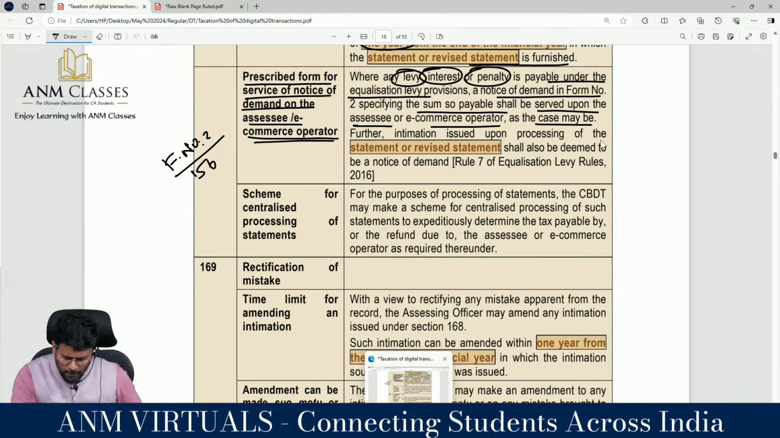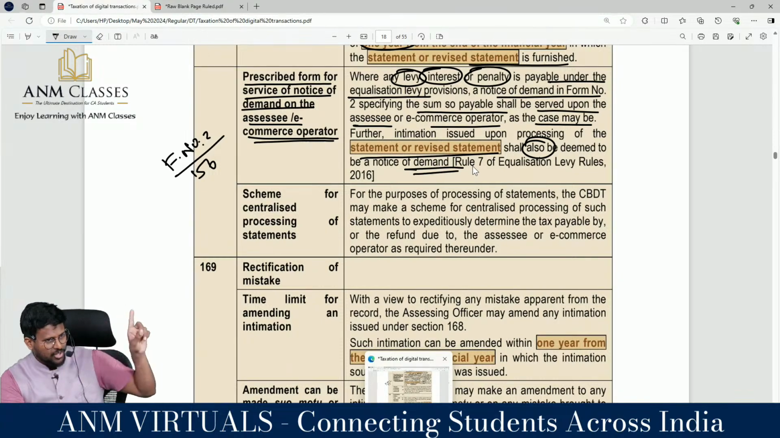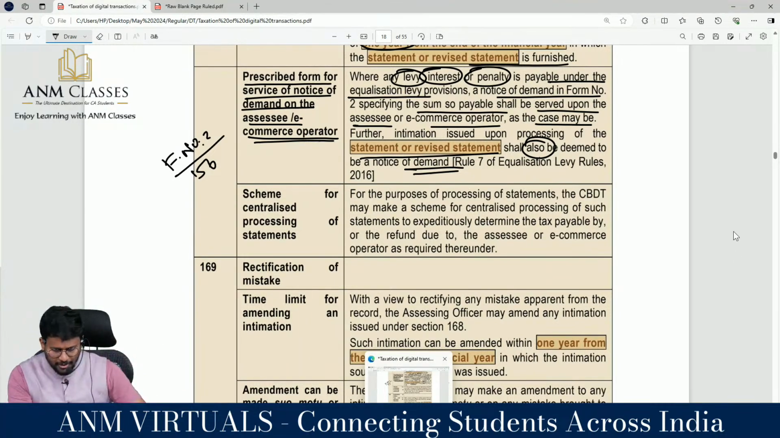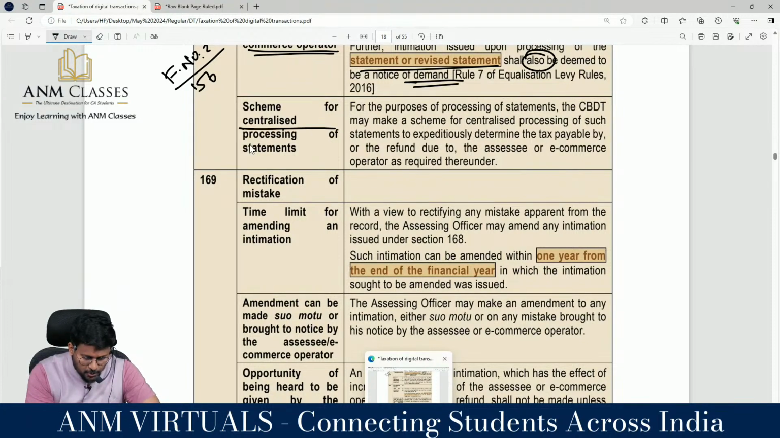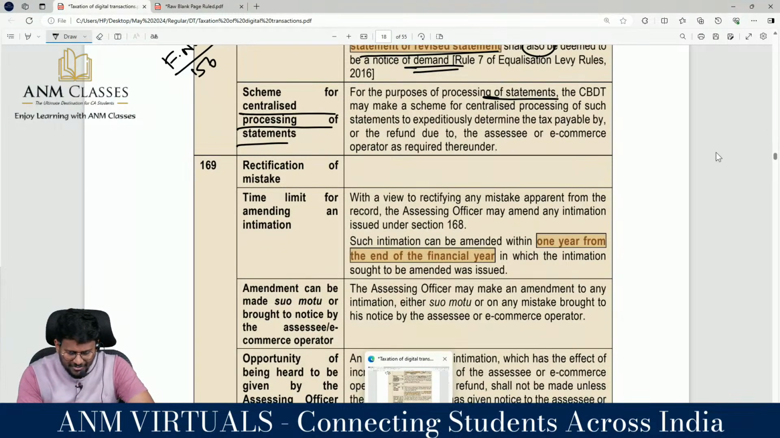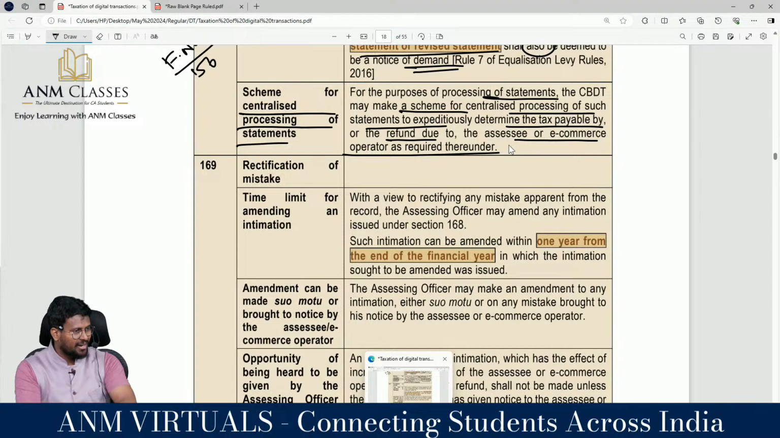Further intimation issued upon processing of statement shall also be deemed to be a notice of demand. உனக்கு இன்டிமேஷன் 5 அட்ஜஸ்ட்மென்ட் பண்ணாங்க இல்லையா? அதுல உனக்கு either tax payable காட்டும்ல, அந்த இன்டிமேஷனுமே நோட்டீஸ் ஆஃப் டிமாண்டா தான் ட்ரீட் பண்ணணும். ஸ்கீம் ஃபார் சென்ட்ரலைஸ் ப்ராசஸிங் ஆஃப் ஸ்டேட்மெண்ட். சென்ட்ரலைஸ் ப்ராசஸிங் ஃபேஸ்லெஸ் எல்லாம் எடுத்துட்டு வராங்க. For the purpose of the statement, CBDT may make a scheme for centralized processing of such statement to expeditiously determine the tax payable or refund due to the assessee or e-commerce operator as required thereunder.